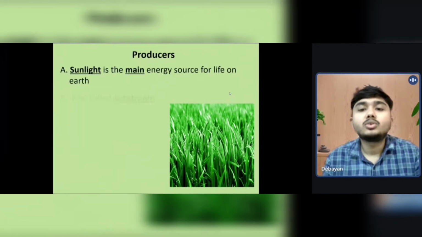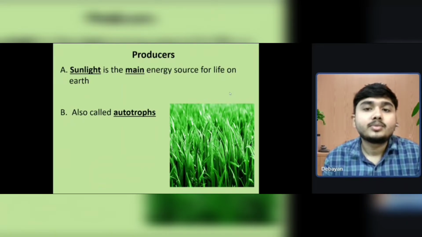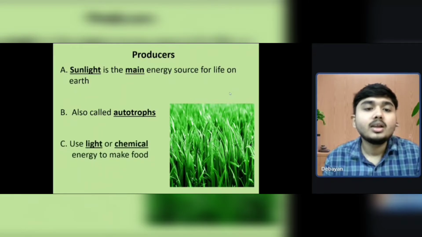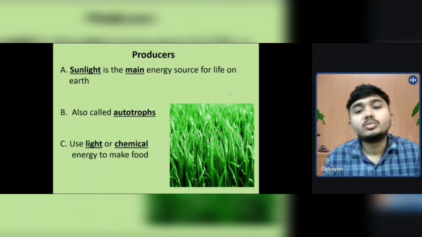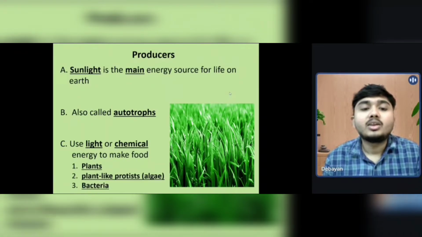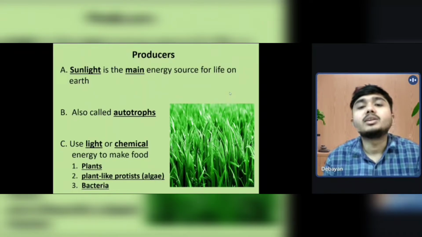So now a new term, producers. Who are the producers? Producers are those who can make their food by their own, also called autotrophs. The sun is the main energy source of life on earth. Autotrophs use light or chemical energy to make their food. Examples are plants, algae and also bacteria. Here is an example of bacteria that can make their food by themselves using a light source. The example is cyanobacteria.